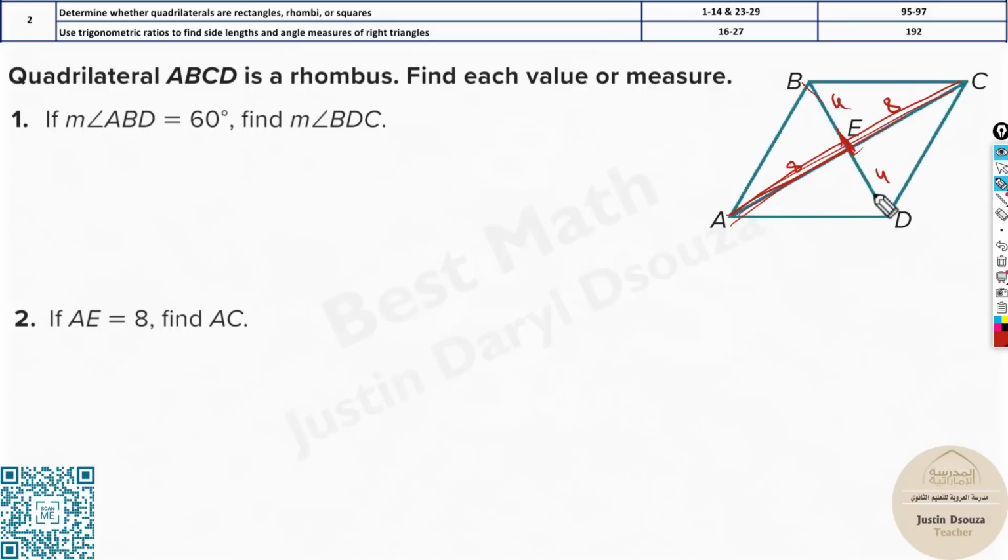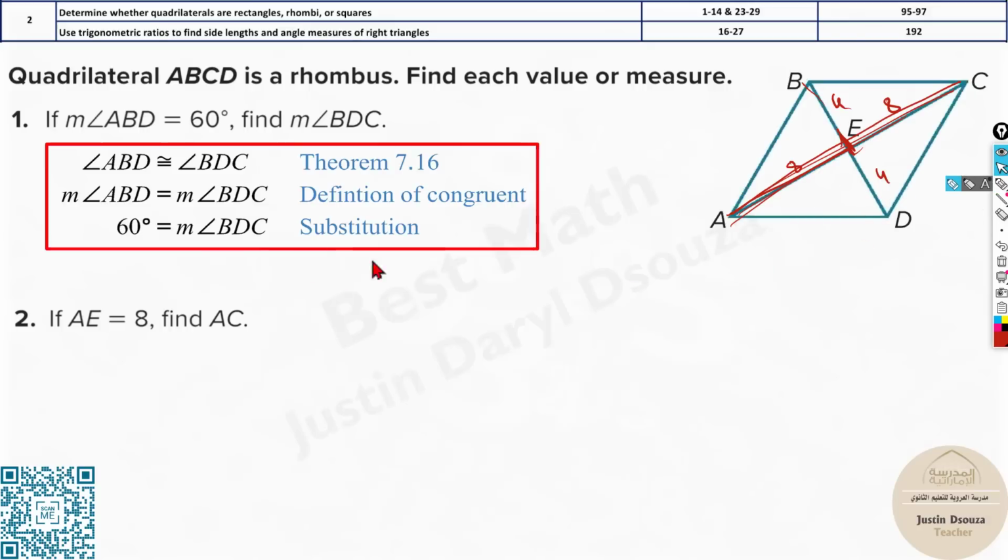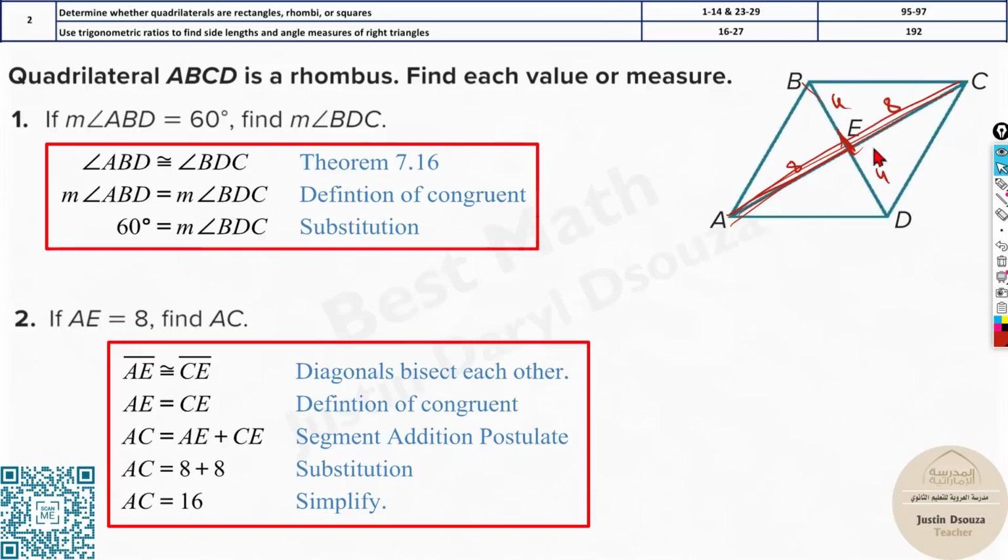That's how it is. So the first answer was 60, and over here, okay, now we forgot to find out AC. This is 8, 8, add them up, it will be 16. So 2 times 8 is 16.